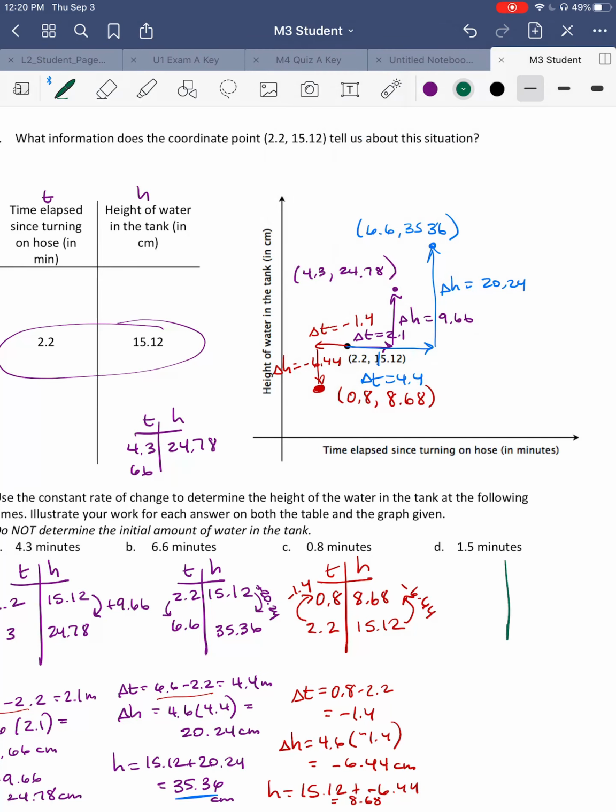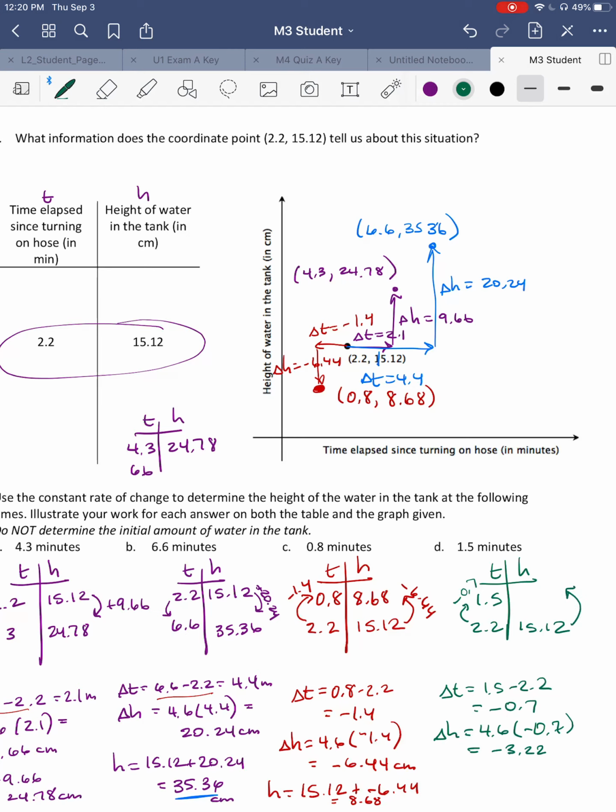That same idea here. I'm earlier in time, so I'm going to put that there. And I have my 2.2. I have my 15.12. And again, as a reminder, you could pick a different point, but I'm picking the same reference point just because I know it will be helpful. So my first step, find my change in time. So 1.5 minus 2.2 is negative 0.7 minutes. So this is negative 0.7. My corresponding change in height is my croc times my change in time. I'm going to get negative 3.22 centimeters.